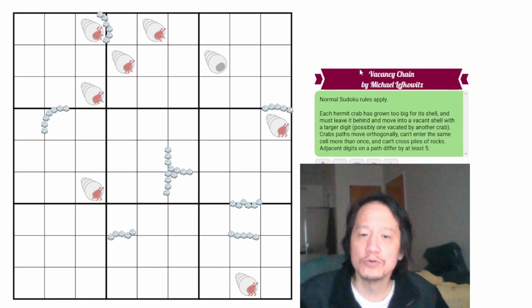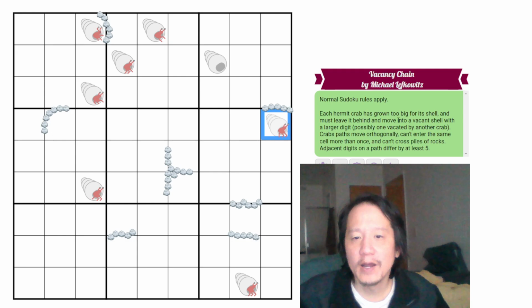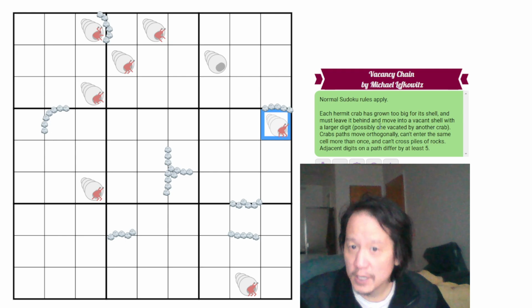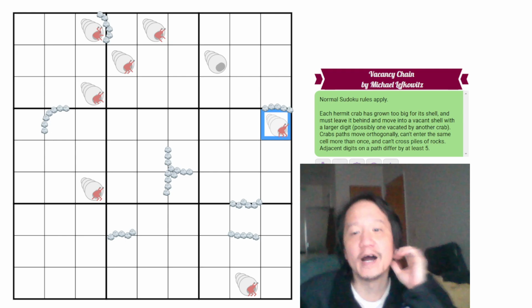Normal Sudoku rules apply, which means place the digits 1 through 9 once each in every row, column, and box. Each hermit crab has grown too big for its shell, and must leave it behind and move into a vacant shell with a larger digit, possibly one vacated by another crab.